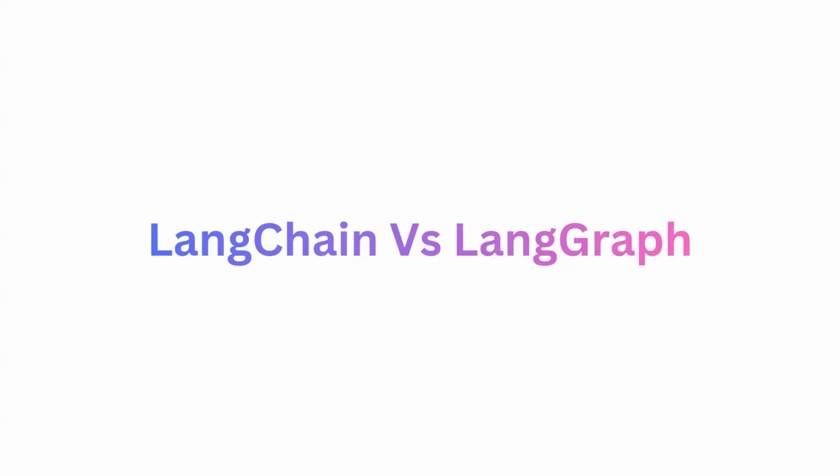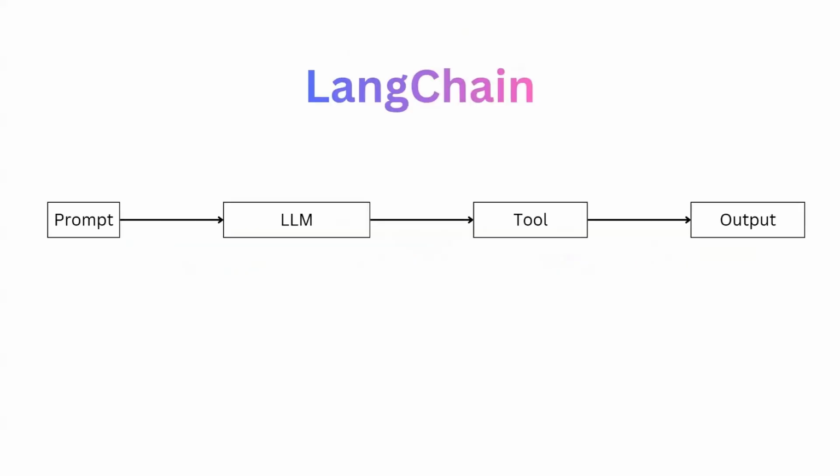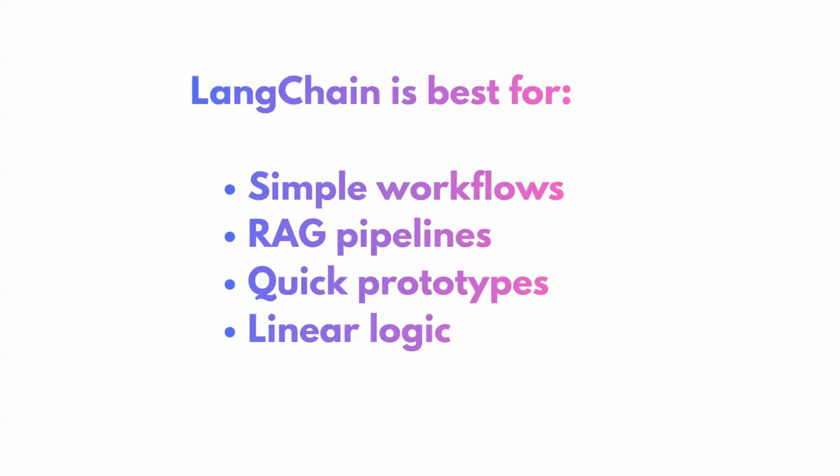Let's try to understand the differences between LangGraph and LangChain. LangChain is a framework for building LLM-powered applications with the help of predefined workflows. In LangChain, you define a fixed sequence of steps which executes from top to bottom. For example, you provide a prompt to the LLM and it will refer to tools, which are nothing but Python functions, before providing an output. It is easy to build and pretty straightforward. LangChain is best for defining simple workflows, working with RAG pipelines, developing quick prototypes, and writing linear logic.